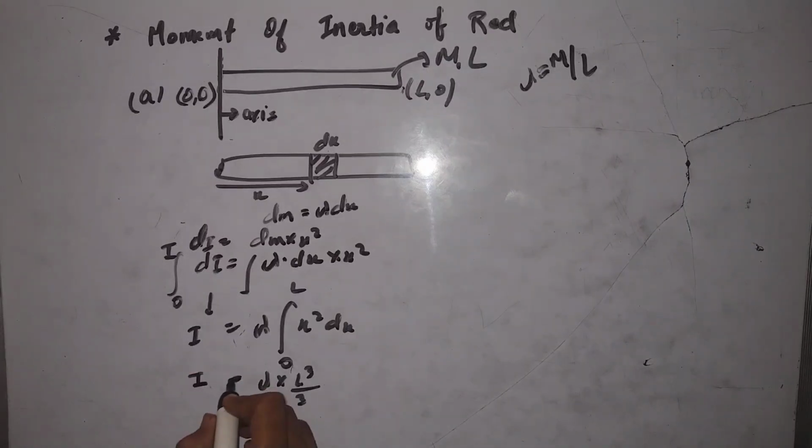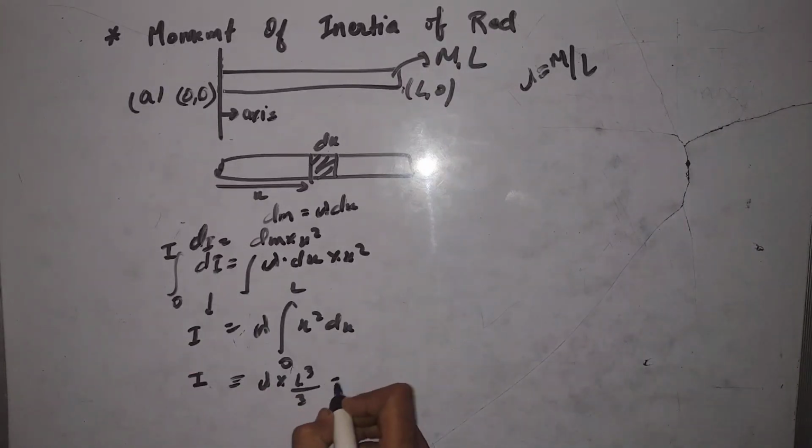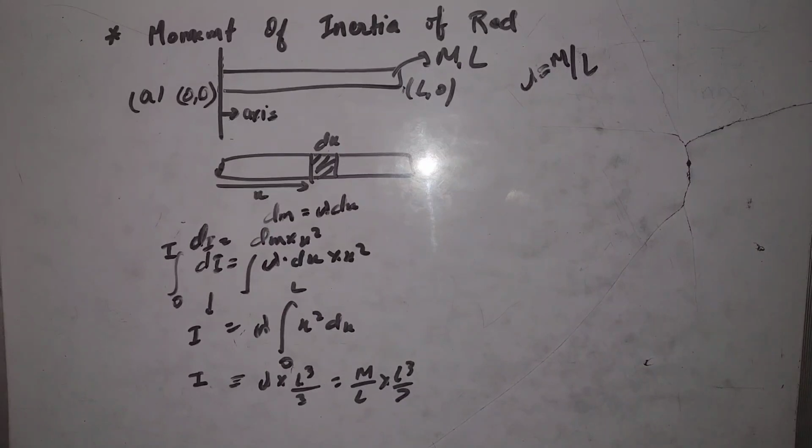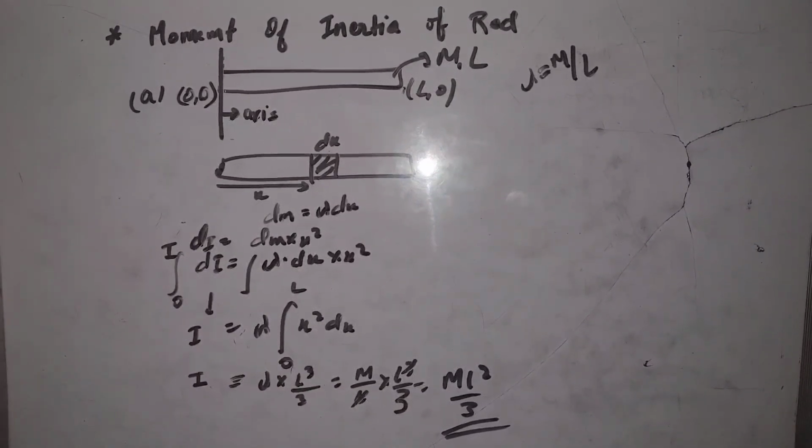Now all we have to do is substitute the value of lambda. Lambda is mass upon length of rod, so this is very easy. This cancels, and we get the moment of inertia of the rod along its edge, at the end point. So that's the moment of inertia along the axis taken at the end of the rod.